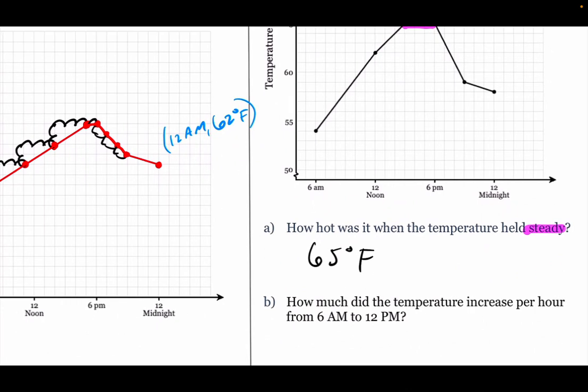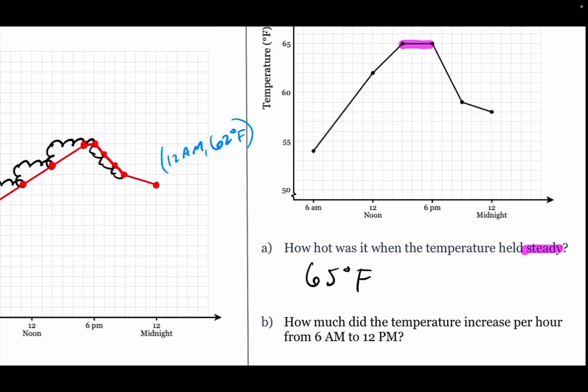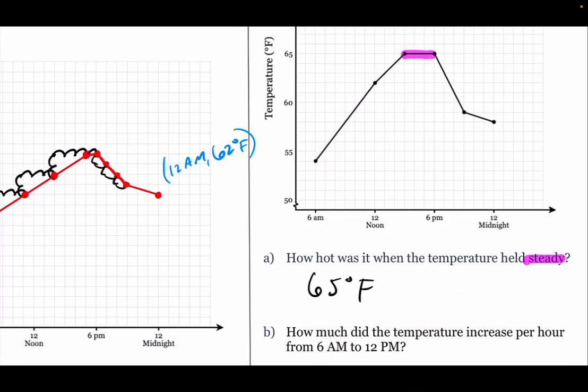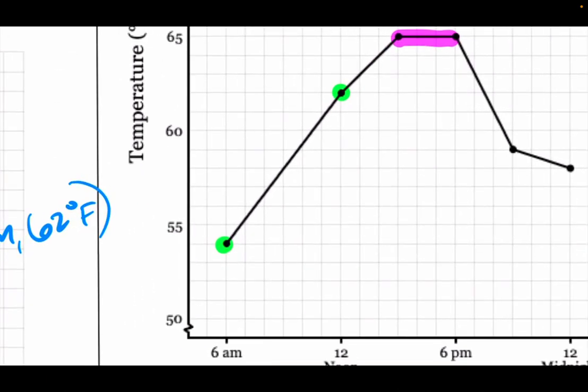Okay, next one. How much did the temperature increase per hour from 6 a.m. to 9 p.m. or 12 p.m.? Sorry. So let me go look at this one, guys. From 6 to 12. So 6 a.m. is that dot. 12 p.m. or noon is that dot there, right? So it was at 6 a.m. it was 54, right? At noon it was 62. So what is that, 8?